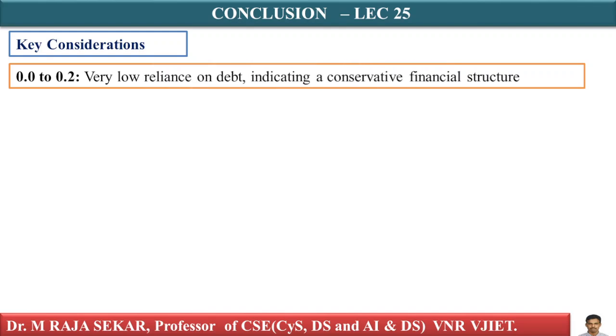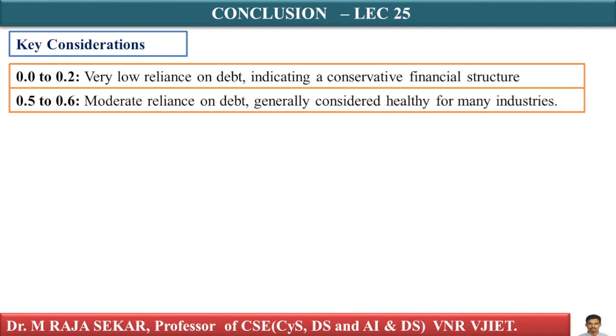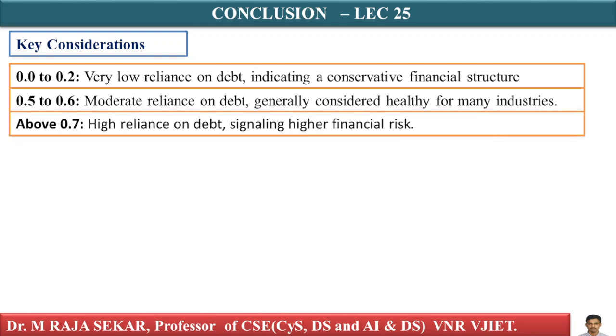0.0 to 0.2 means very low reliance on debt, indicating a conservative financial structure. This could mean missed growth opportunities if the company is not leveraging debt efficiently. If your debt to assets ratio is 0.5 to 0.6, it means moderate reliance on debt, generally considered healthy for many industries. If your debt to assets ratio is above 0.7, it means high reliance on debt, signaling higher financial risk. This could lead to difficulty during economic downturns or periods of declining revenues.